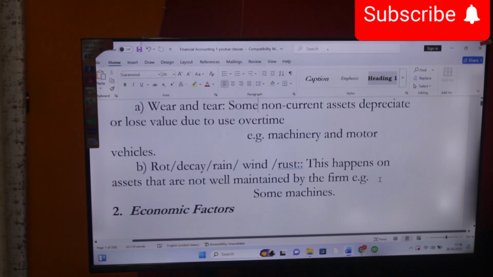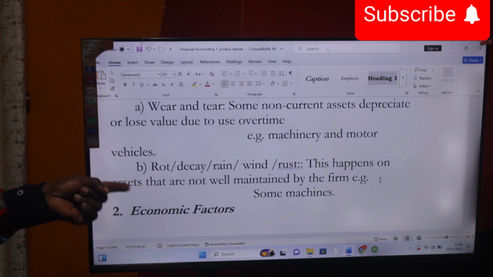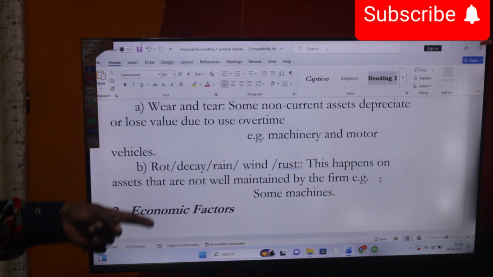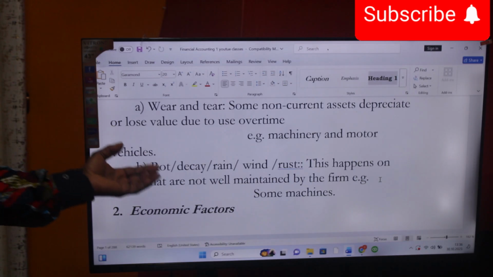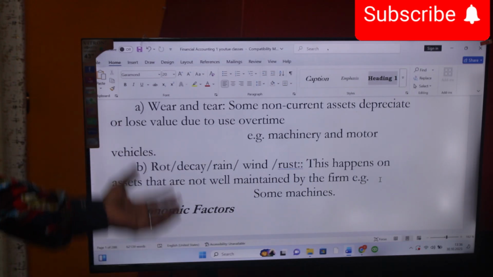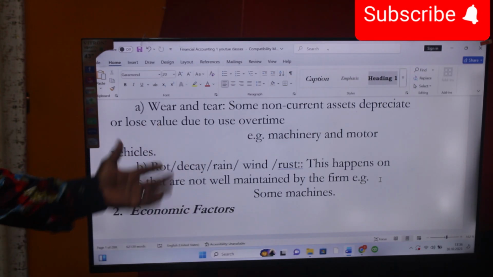The second one is rot, decay, rain, wind, and rust. This happens on assets that are not well maintained by the farm, for example some of the machines. If you don't maintain your machines well, they will rust and rot. Some of the assets might even decay. If you put your furniture under the rain, it will rot and decay.